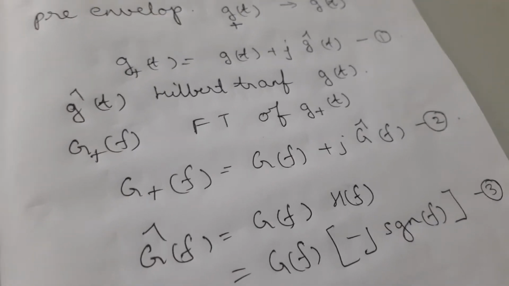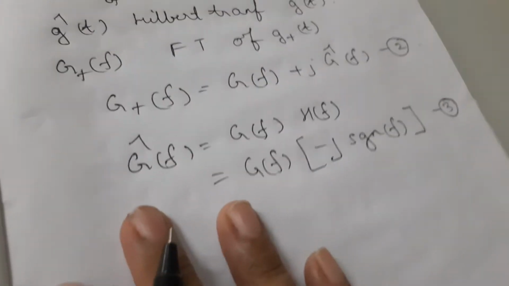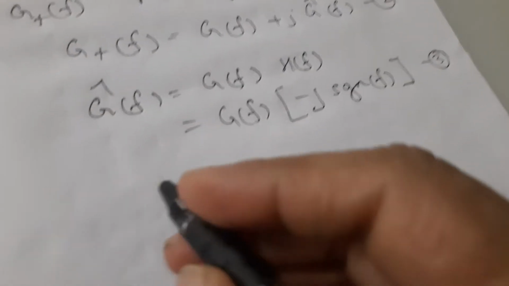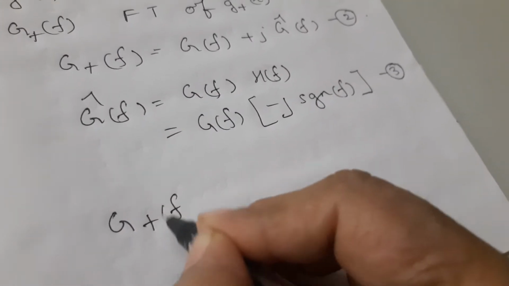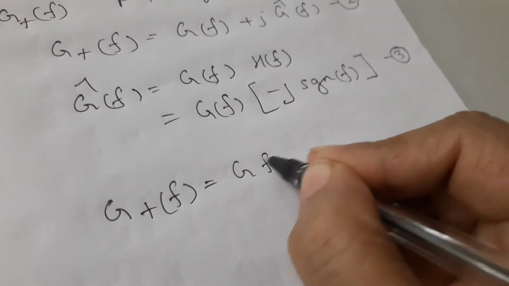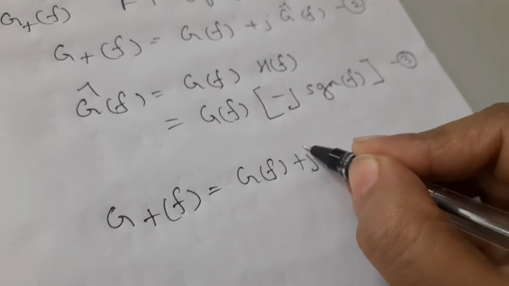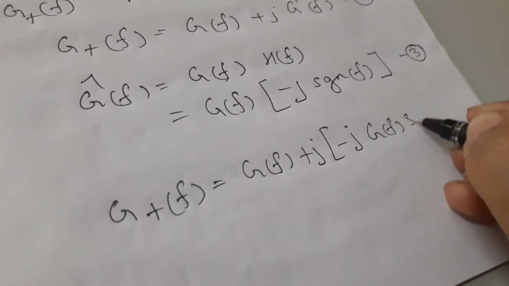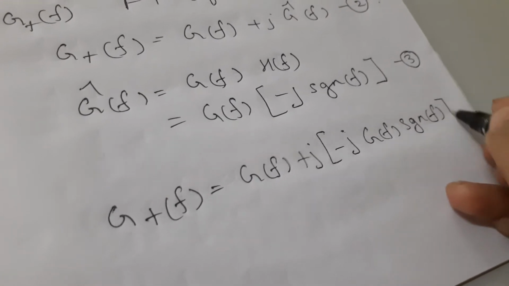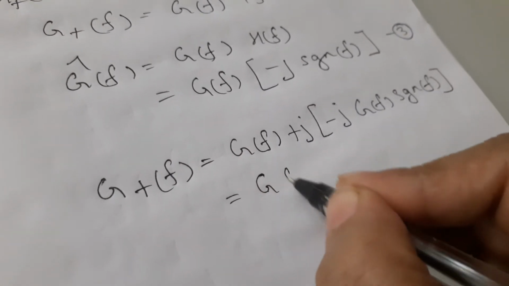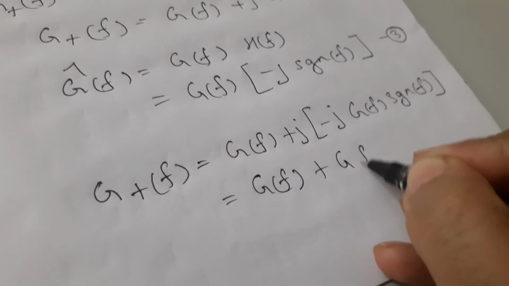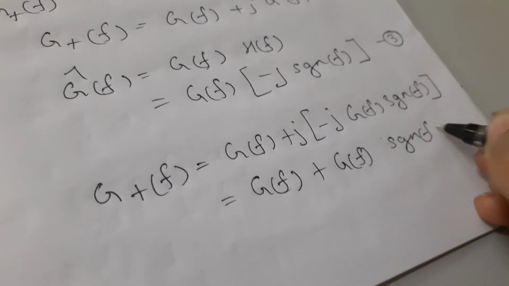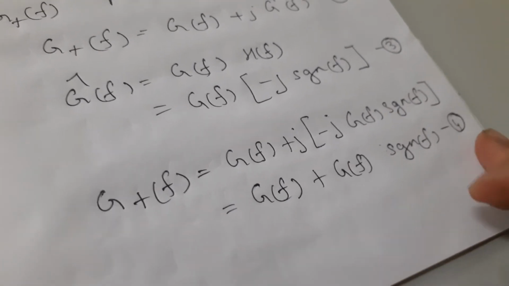Now you can substitute equation number 3 in equation number 2. So we will get G plus of f equal to G of f plus j times minus j G of f signum f. This will be written as G of f plus G of f signum f. Let this be the 4th equation.